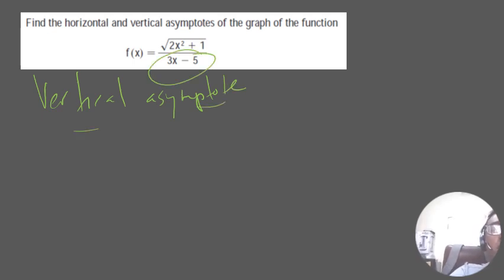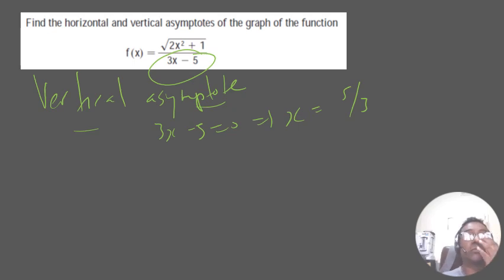If you look here, if I go 3x minus 5 equals 0, we know the function blows up at x equals 5 over 3. So we know there's going to be a vertical asymptote there, but we need to look at what's really happening as we approach 5 over 3 from the left and also from the right. So what does the function do? Does it shoot off to infinity? Does it shoot off to minus infinity?